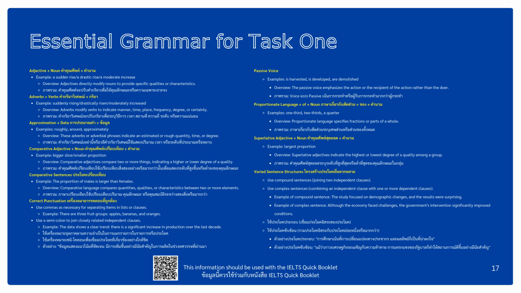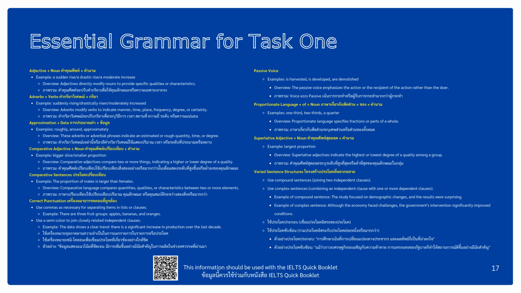We also have approximation plus data as well. Words like roughly, around, or approximately are used to indicate estimated quantities or time frames, whereas comparative adjectives plus a noun, for example, bigger slice or smaller proportion, these are used to compare two or more things so that we can understand which one is higher or lower in degree. Comparative sentences, for example, the proportion of males is larger than females, help us to compare, again, quantities or qualities.